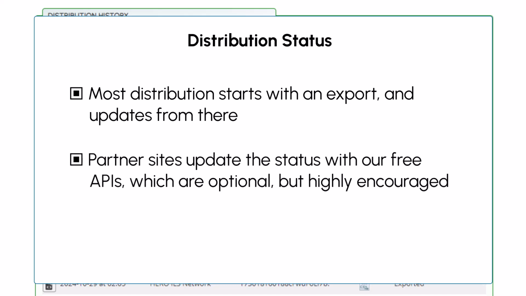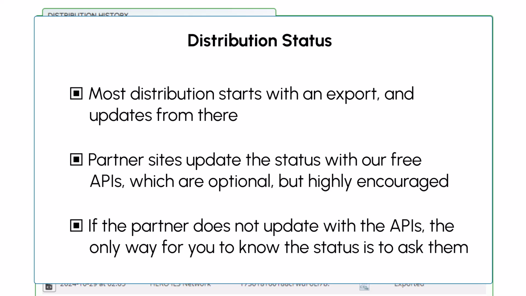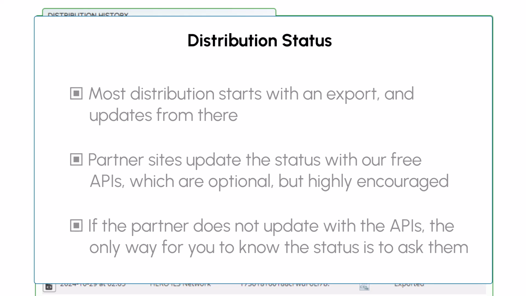You only know about a change if the partner reports it to Harmony through the partner APIs. If they're not using the APIs, the only way to know what they've done, after they receive the listing data, is to ask them. Once you've set your distribution exactly as you want, you're all done.